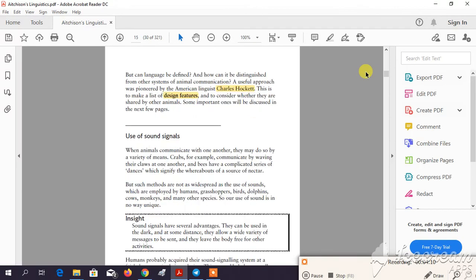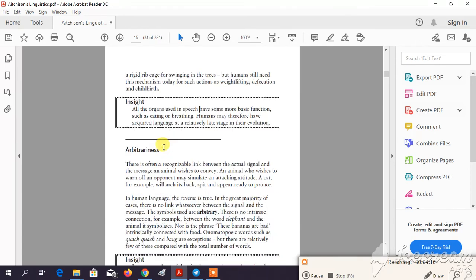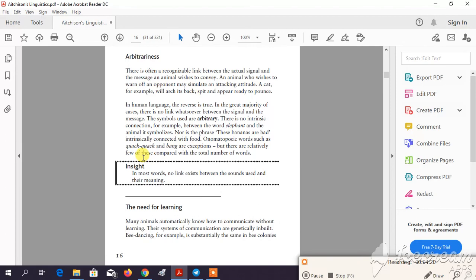Let me repeat them. Number 1, use of sound signals. Number 2, arbitrariness. And number 3, the need for learning. We still have other more characteristics, almost 5, but these are the ones that are included for next time. Make sure that you read them carefully, and we will explain them next time word by word.